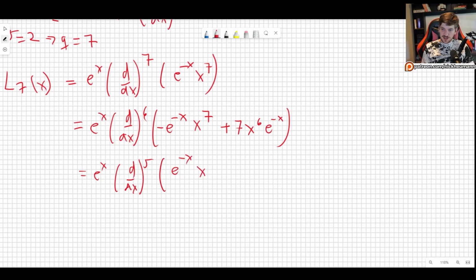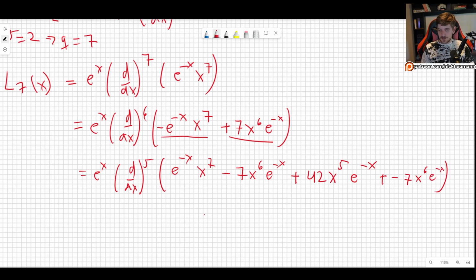E to the minus x, x to the 7th, plus 7x to the 6th, e to the minus x, all that coming from here. Actually, there's a minus sign in front, so that's actually minus. And then we have this one, so that would be plus 7 times 6, so that's 42, x to the 5th, e to the minus x. And then we have one more here, so that would be minus 7x to the 6th, e to the minus x. Is there anything we can add here? Yes, 7 and 7, that's 14. So we just put it there. So that's minus 14.